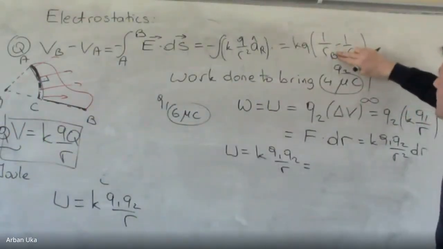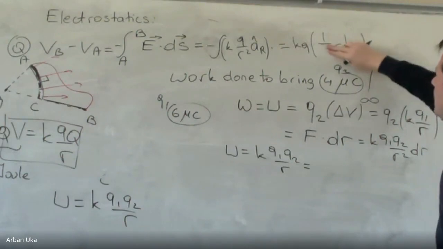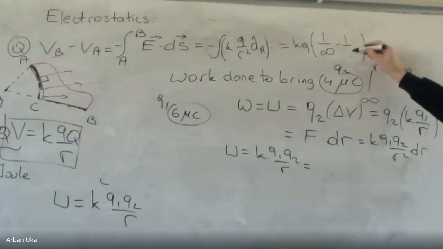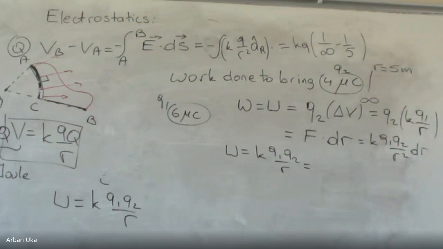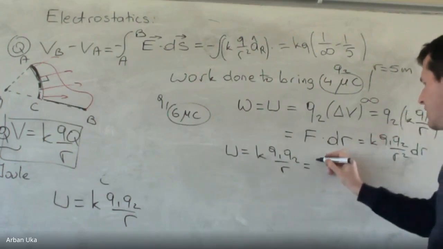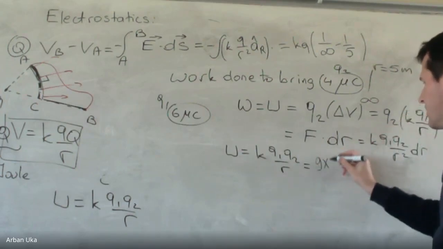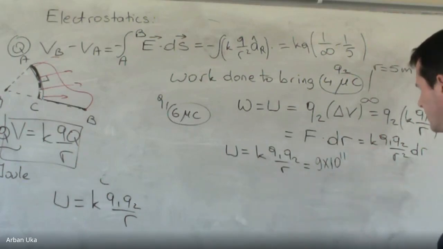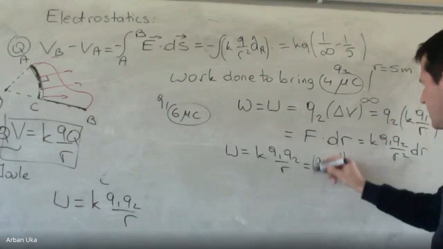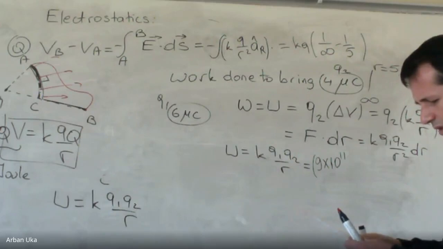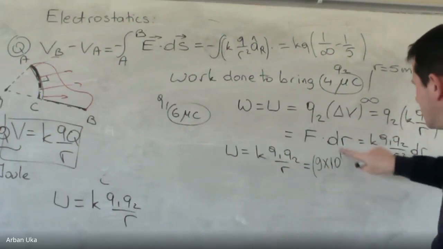Here, in this case, it will be 1 over infinity minus 1 over RA, which would be 1 over 5 meters. So this previous integral that we just solved, we can substitute the values here. The K is something like 9 times 10 to the power 11. No, it's 10 to the power 9. I don't remember, let me see if I have it in the notes. It's 9 times 10 to the power 9.